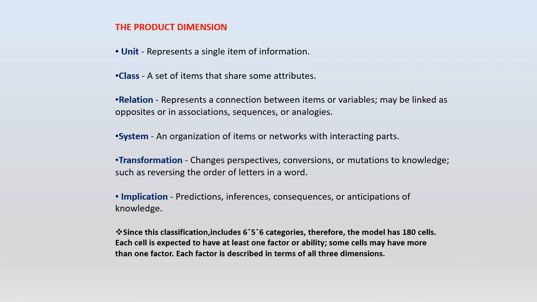Since this classification includes 6 into 5 into 6 categories, in the operation dimension we have 6 categories, under content we have 5 categories, and under product we have 6 categories. That is why it is regarded as 6 into 5 into 6 categories. Therefore the model has 180 cells. Each cell is expected to have at least one factor or ability. Some cells may have more than one factor, and each factor is described in terms of all 3 dimensions.